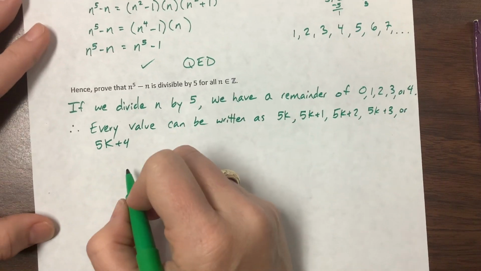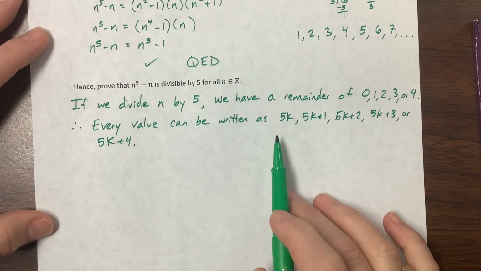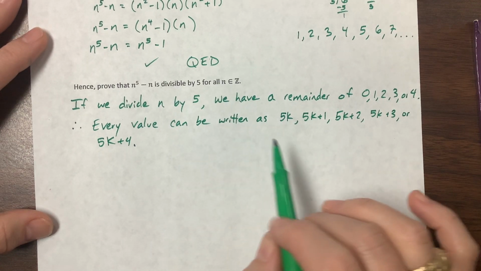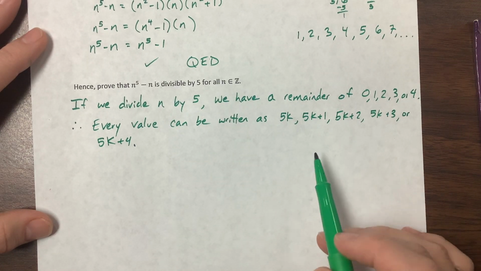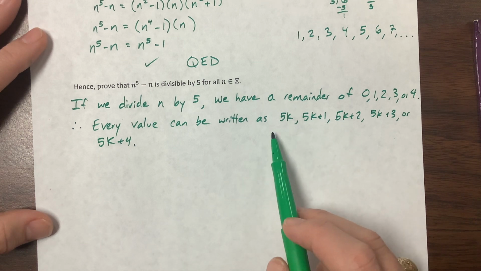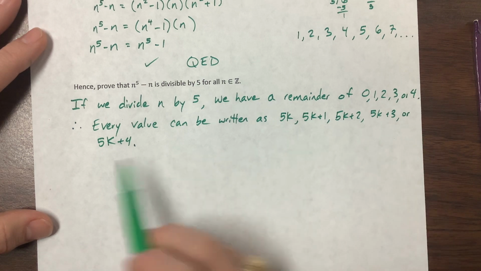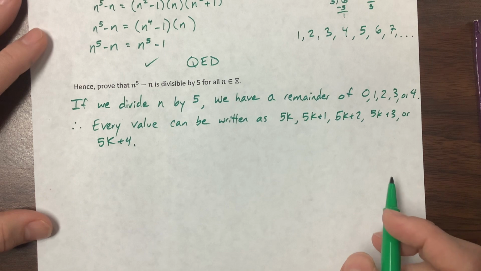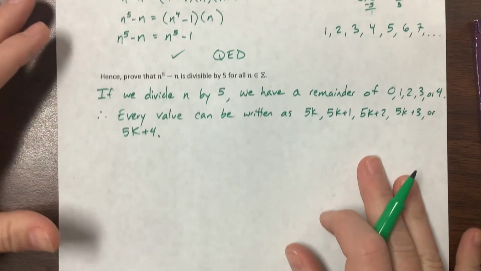Can you see all what I'm doing? Okay. So any number, any integer, if we're going to divide it by 5, we can rewrite that integer as either 5k, 5k plus 1, and so on. So these are all the cases that we might need to exhaust. Okay, once again, proof by exhaustion.